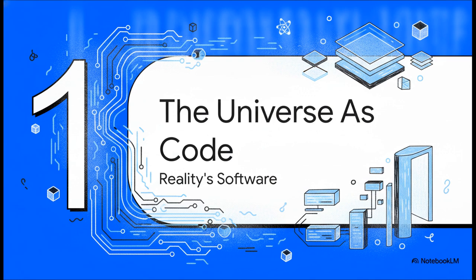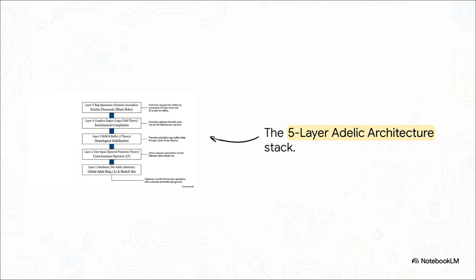Let's look at how reality is actually structured from a software perspective. So we've got the 5-layer Adelic architecture stack. Let's just trace this from the top down. Up at layer 5, we have the bug quarantine, which handles systemic anomalies. Right below that, layer 4 is the graphics engine. That's LFT itself. Layer 3 acts as the system's RAM and buffer, then layer 2 is the user input, and finally, sitting all the way at the bedrock foundation at layer 1, we have the actual hardware, the Adelic substrate.